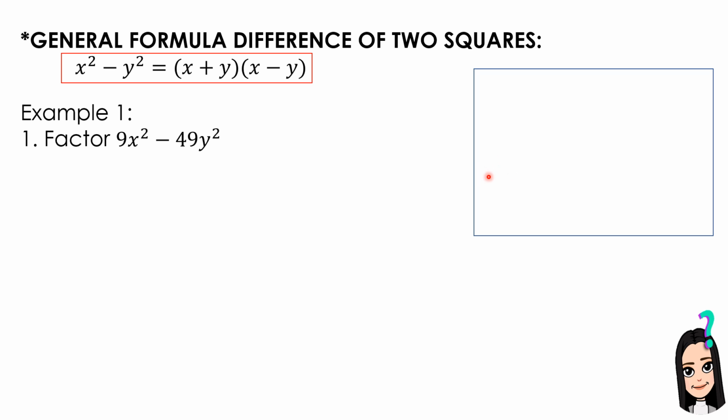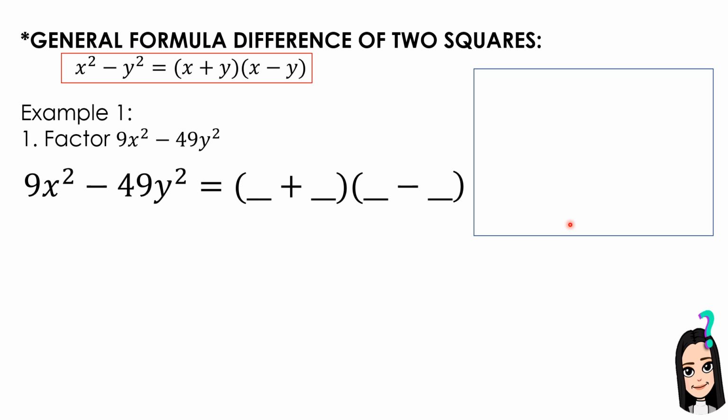Okay, so for example, factor 9x squared minus 49y squared. So we take the square root of the first and last term. We have here the formula. You put the formula first so that it is easy for you to write your answers later on. The factor of 9x squared is the same as 3x times 3x.